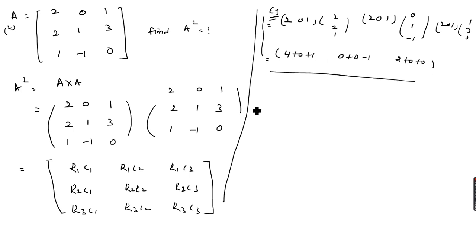So like that form we get 4 plus 0 plus 1, 0 plus 0, minus 1, 2 plus 0 plus 0, 4 plus 2 plus 3, 0 plus 3.